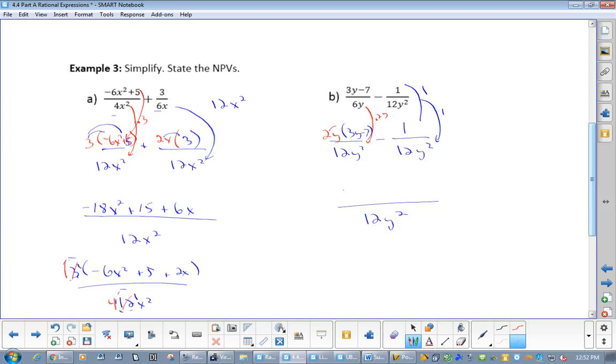So we want to multiply this in. 2y times 3y, 6y squared. 2y times negative 7, 14y, minus 1. Now, can I factor anything out in front? No, not on this one. Any non-permissibles? y cannot equal 0.